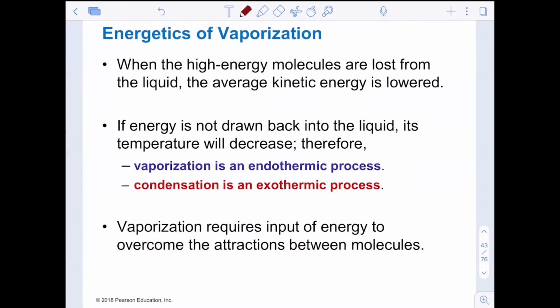Now, when high energy molecules are lost from the liquid, the average kinetic energy of the leftover is lower. If we're removing those high energy particles from the liquid phase and they're going into the gas, then we are lowering the overall kinetic energy of the liquid. That's why vaporization is an endothermic process. Sweating, endothermic, cools us off. If the energy is not drawn back into the liquid, the temperature will decrease. Vaporization requires the input of energy to overcome the attraction between the molecules.